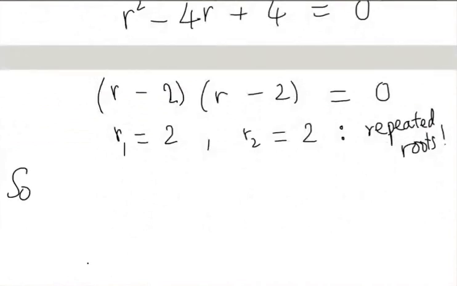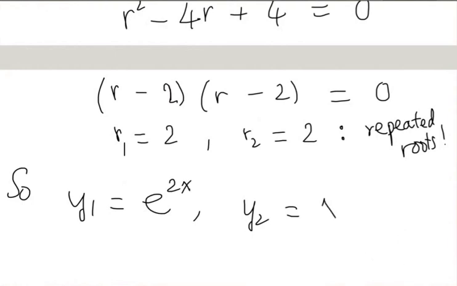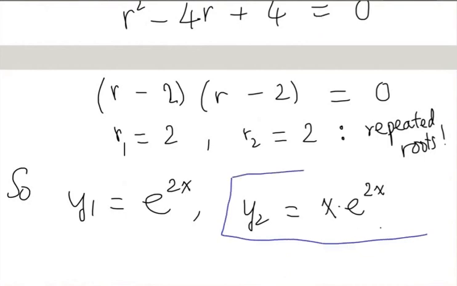So what is y1? y1 is e to the 2x. What about y2? Now, as before, we cannot use e to the 2x. But as we did above, whenever we have a repeated root, the second solution y2 will be just x times the first one, x e to the 2x. This is the new type of solution when we have a repeated root. Keep this in mind. We need to multiply the first solution by x.